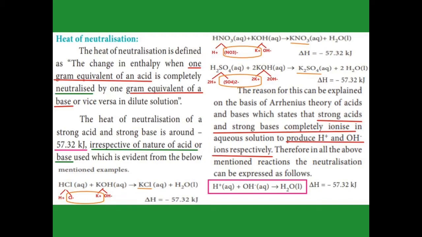How do we get water? H plus and OH minus combine with each other to give water. When that water is formed, it produces some amount of heat. The amount of heat lost is minus 57.32 kilojoule. So whatever acid is changed with the base, or whatever base is changed with the acid, we get the same heat of neutralization value, minus 57.32 kilojoule mole minus 1. This is only for strong acids and strong bases.